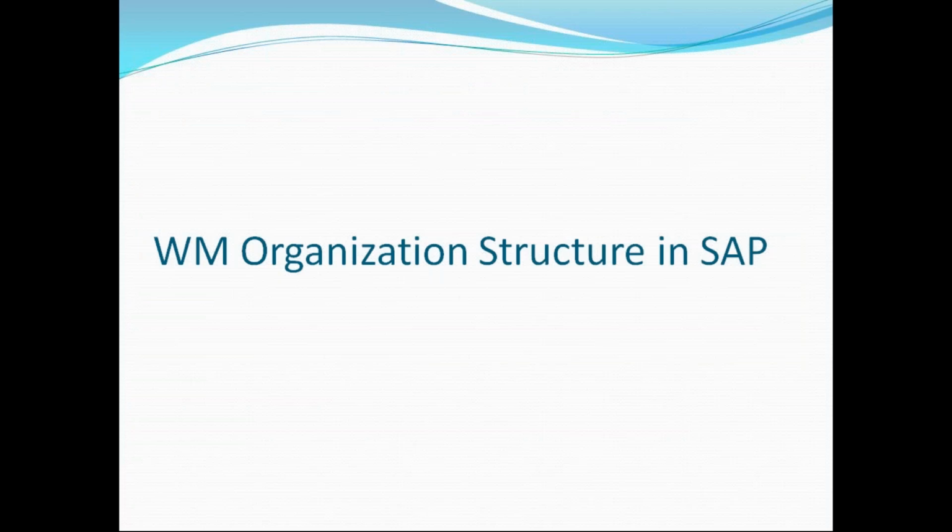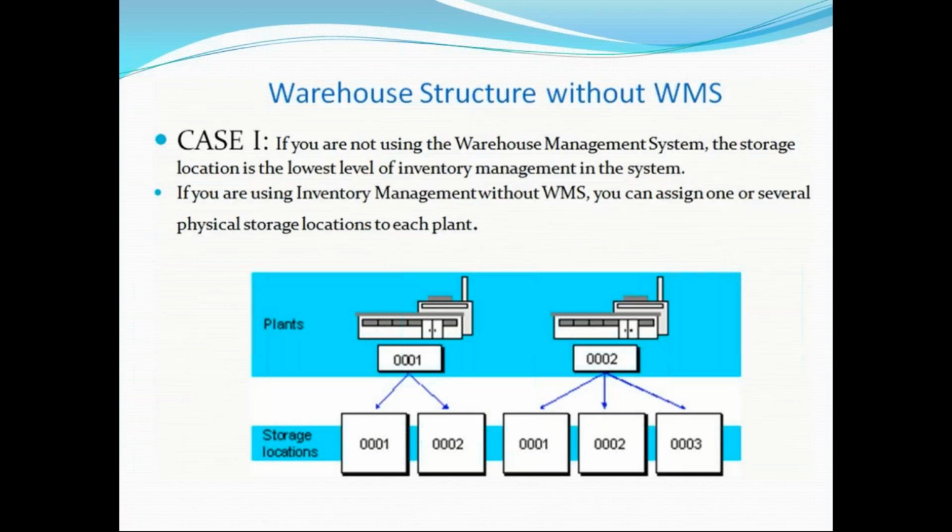Now moving on to the WM org structure in the SAP system. Case 1: warehouse structure without warehouse management system. If you are not using the warehouse management system, the storage location is the lowest level of inventory management in the system. If you are using inventory management without warehouse management, you can assign one or several physical storage locations to each plant.